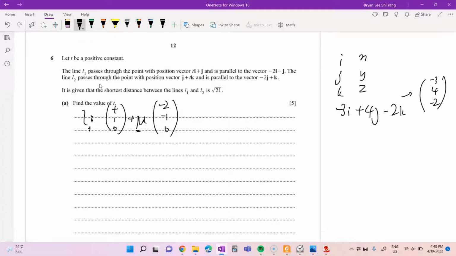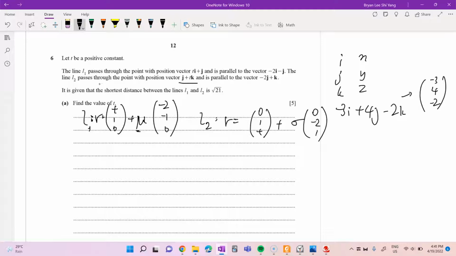Now L2, we have the equation r equals, passes through the point of position vector j plus tk. So we don't have an i component: 0, 1, t plus, okay, we have mu here, so let's use something else. Let's say sigma times negative 2j plus k, so 0, negative 2, 1. Okay. It's given that the shortest distance between the lines L1 and L2 is 21.